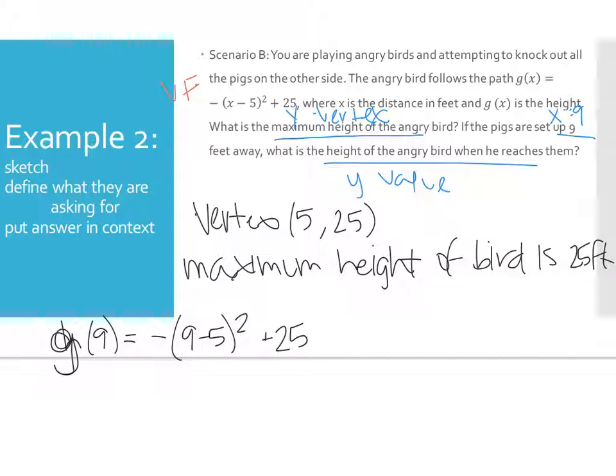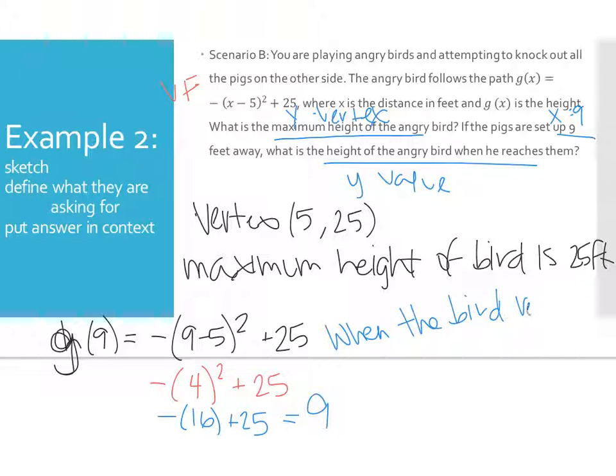You can plug this all in the calculator at once or simplify it by hand. I'm going to do parentheses first. So that will be 9 minus 5 is 4. And then exponents, so that's negative 16. And then negative 16 plus 25 is 9. So when the bird reaches the pigs, it is 9 feet off the ground.